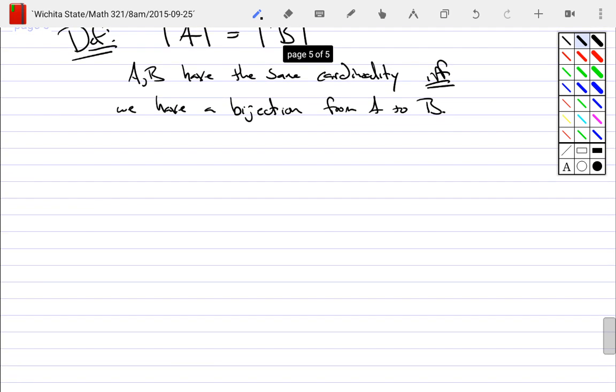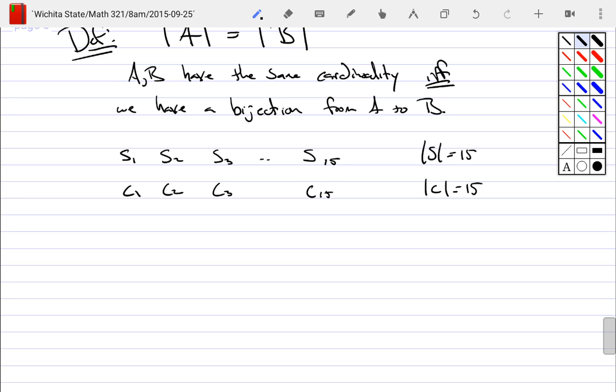So let's say we have an example of two finite sets. I have student 1, student 2, student 3, all the way up to student 15. I have chair 1, chair 2, chair 3, all the way up to chair 15. Yes, the cardinality of S is 15, the cardinality of chairs is 15, therefore they have to be equal to each other. But if I could form a bijection between the two, student paired with chair 1, student paired with chair 2, student paired with chair 3, if a bijection exists, if I can come up with a rule that tells you a seating arrangement that is one-to-one and onto, then they have to have the same cardinality.